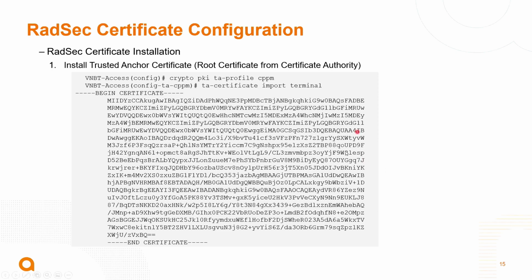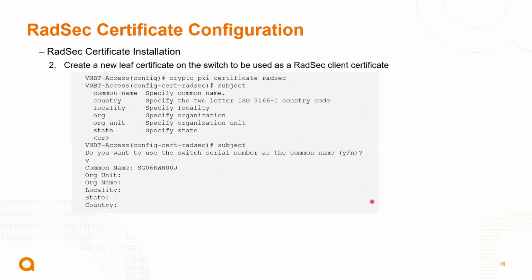So once my root certificate is ready to go, I can copy that into my switch using the crypto PKI TA profile command, and I can just copy and paste that into the switch. And then once that's ready to go, we can start creating our leaf certificates. For our switch, we have to have a leaf certificate for our applications that we're going to use on the switch to create the trusted certificate infrastructure between them. So I'm creating a certificate here for RadSec. I'm just using the switch serial number as the common name of the switch.